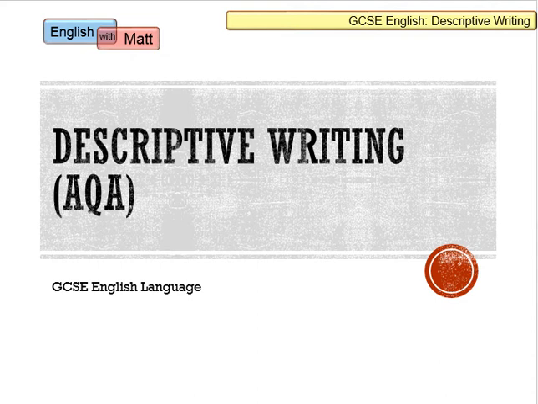This is for the GCSE in English language. This is the question where you get a picture and it will ask you to either write a story or a piece of descriptive writing. And this is paper 1, question 5, the big 40-mark writing task at the end of the paper.